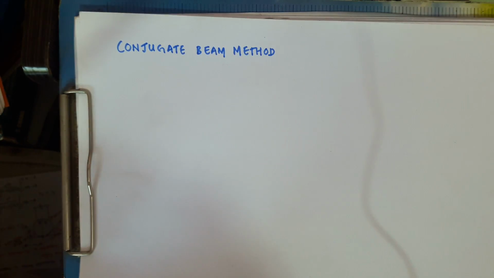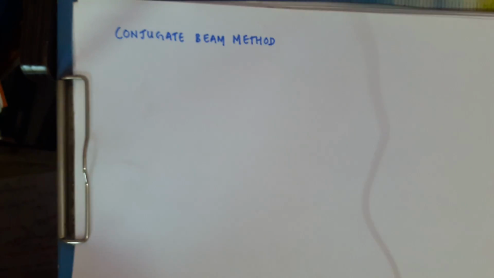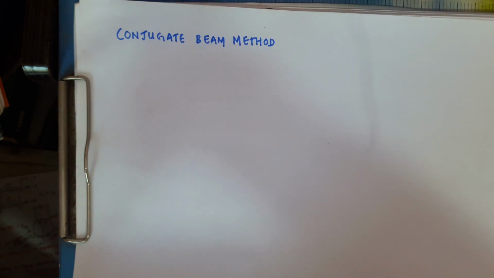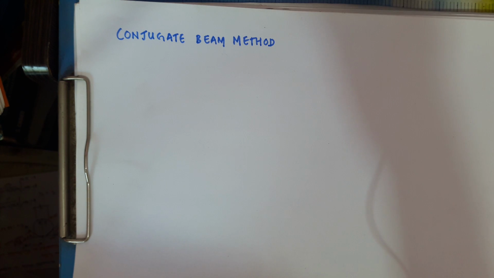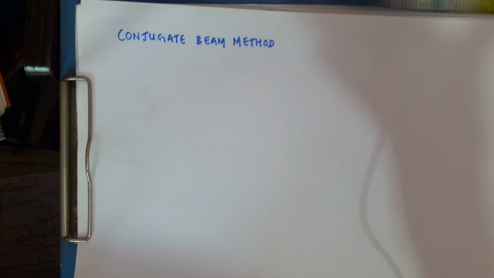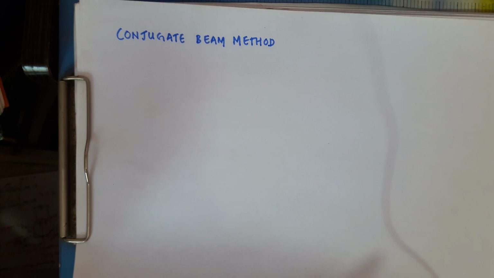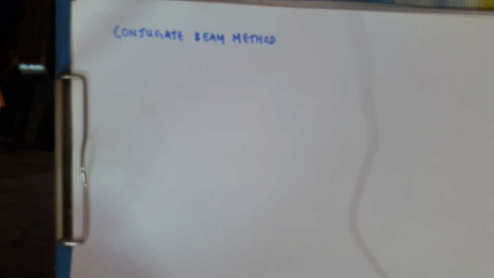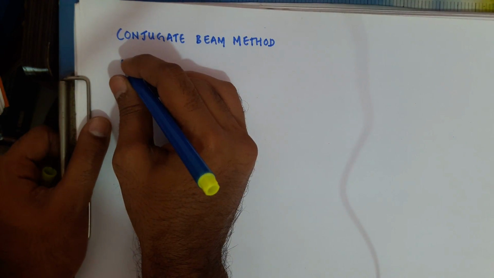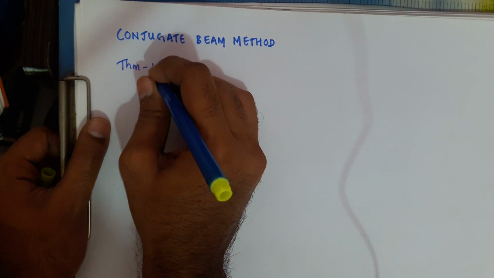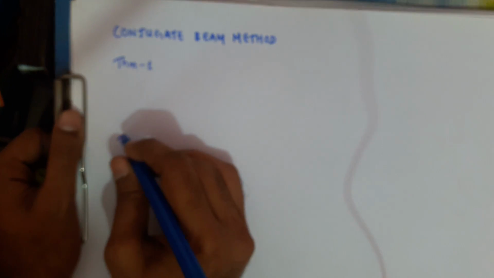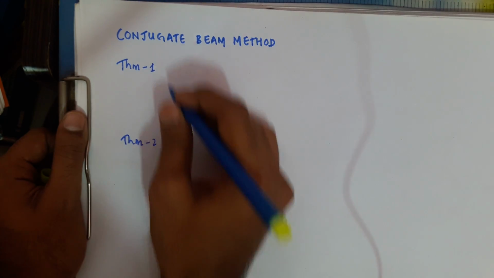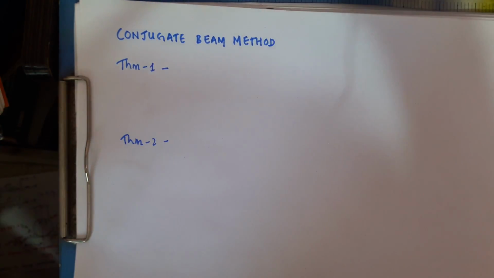Hello everyone. So today we will study the conjugate beam method. By this method we can determine the displacement of the structure, and the conjugate beam method is also one of the geometric methods by which we can determine displacement of the structure. So here also we have two theorems, theorem 1 and theorem 2. I will explain what theorem 1 and theorem 2 are.